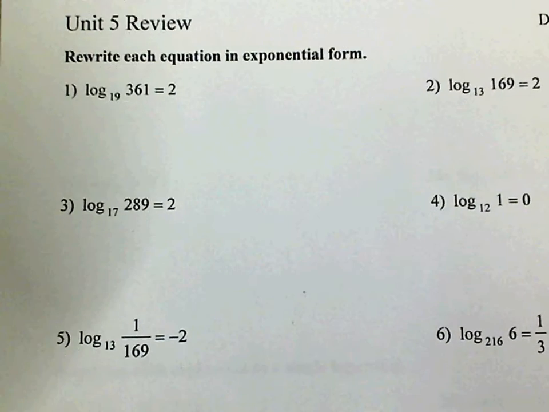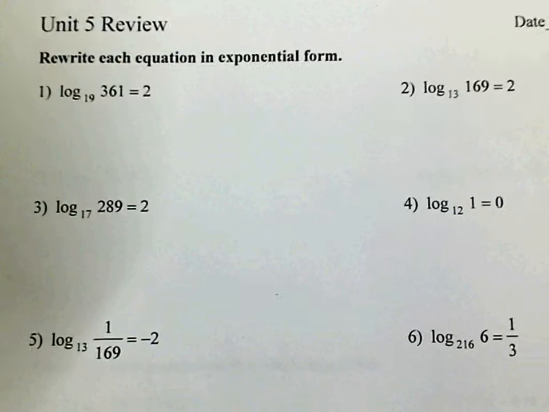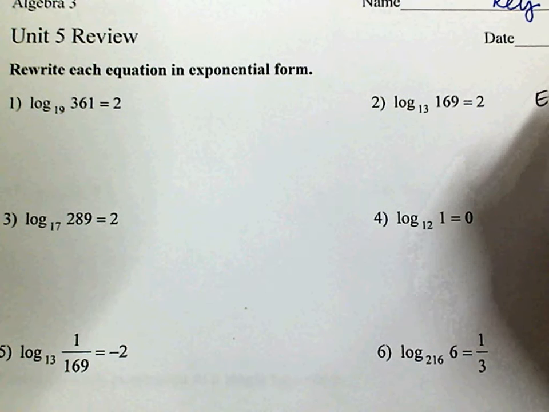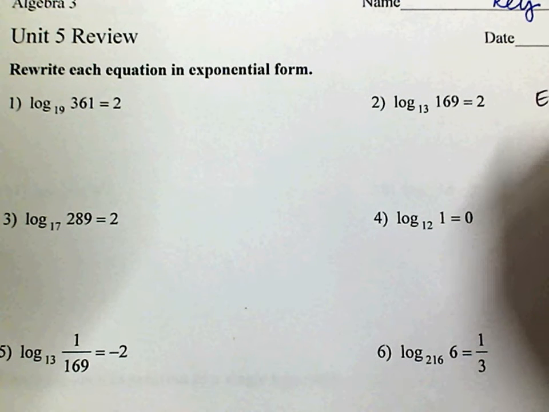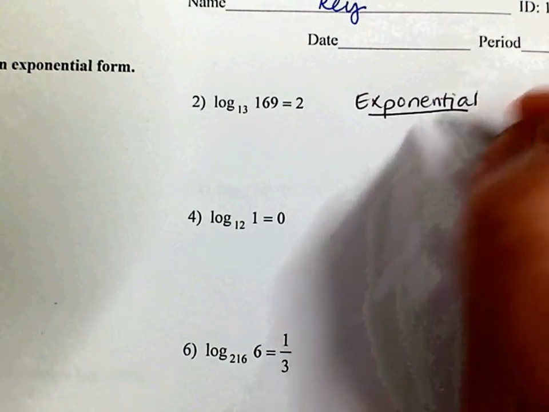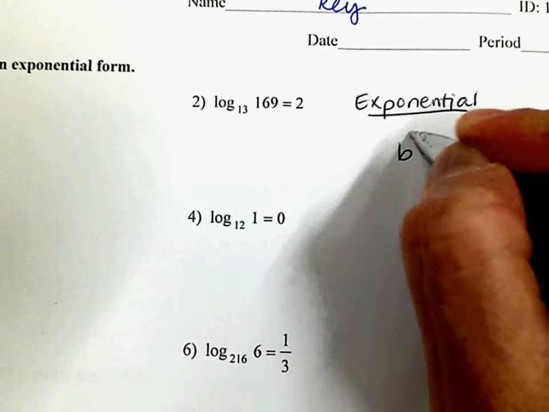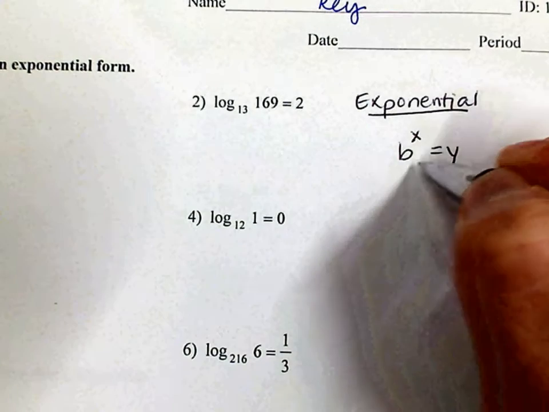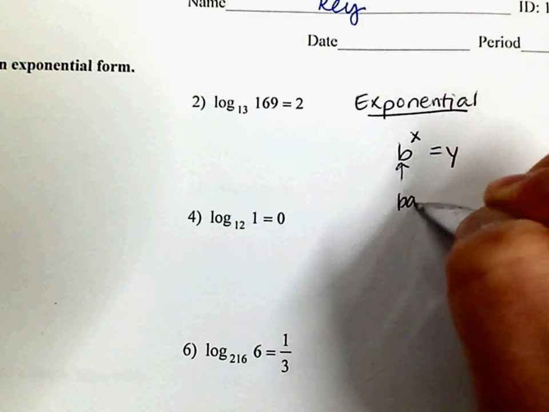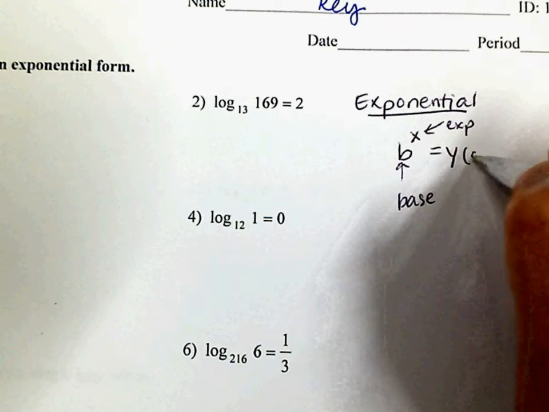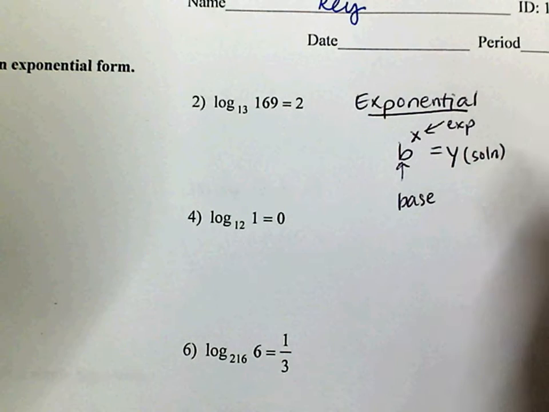So before I start, I want you guys to know how to rewrite them in exponent form. This is called your exponential. Okay? Exponential is always you have the base to the exponent is equal to y. So this is your base. This is your exponent, and this would be an answer.